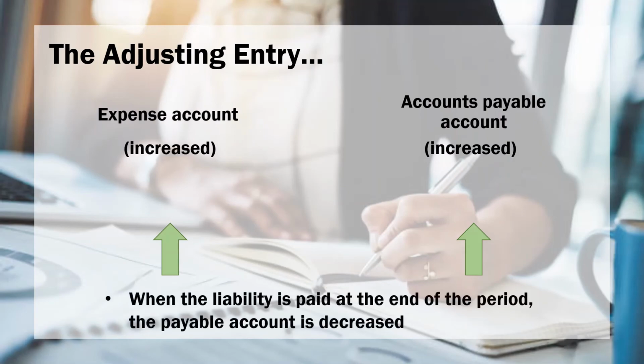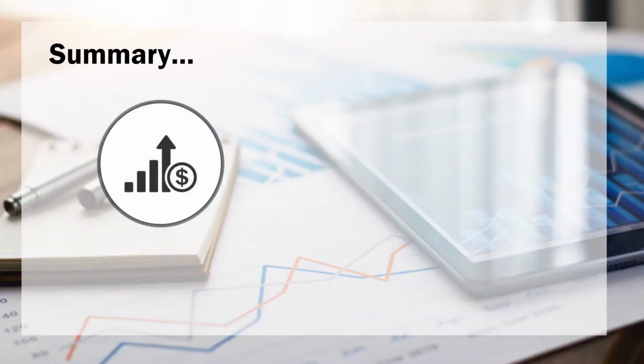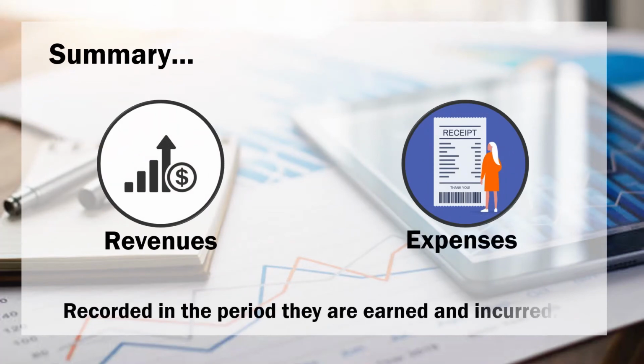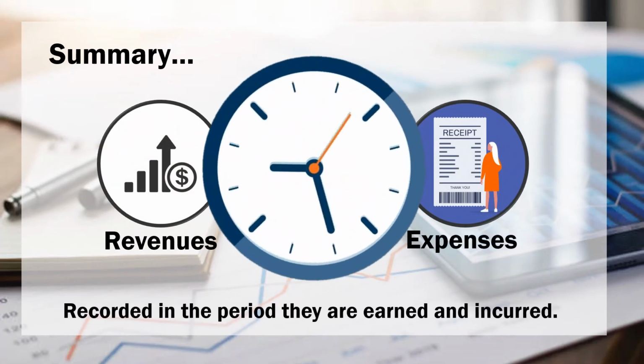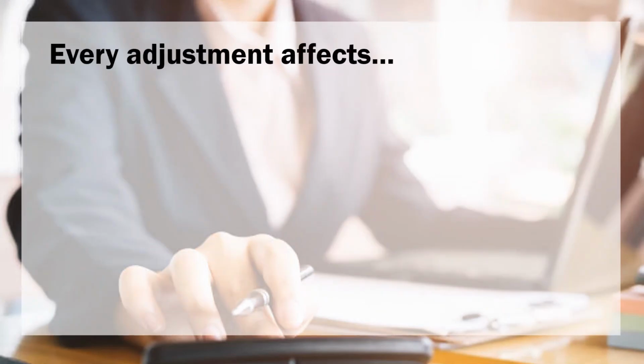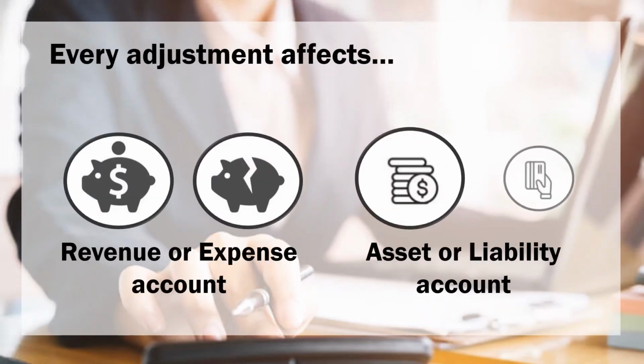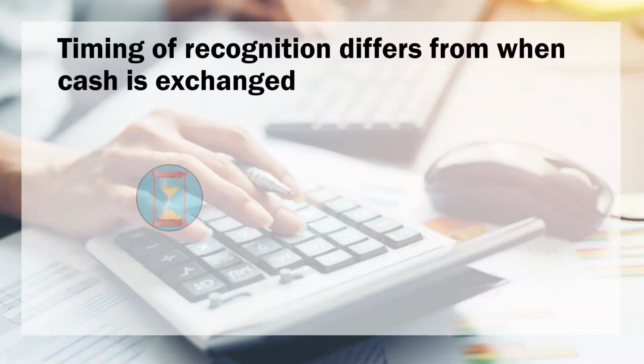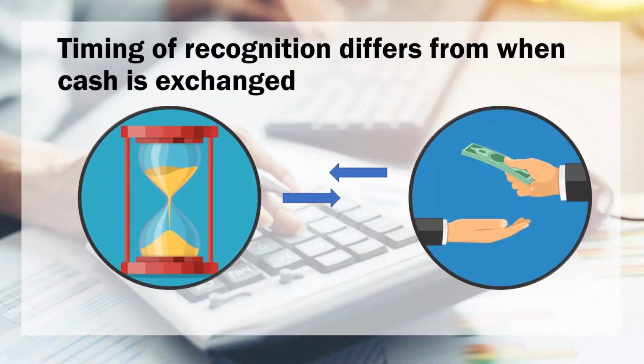To summarize, the purpose of adjusting entries is to record revenues and expenses in the period that they have been earned and incurred. Every adjustment will affect at least one revenue or expense account and one asset or liability account. Adjusting journal entries arise because timing of revenue and expense recognition differs from when cash is exchanged.